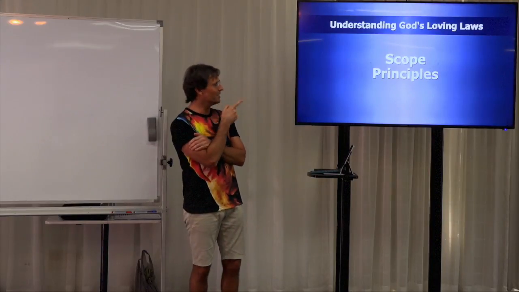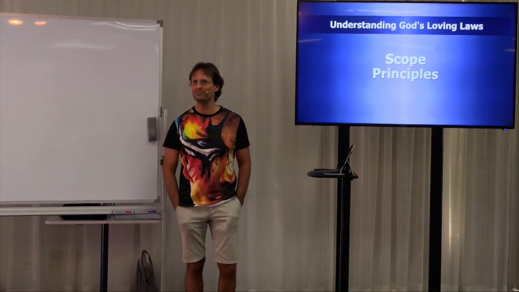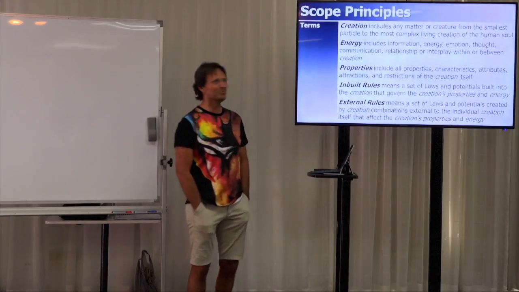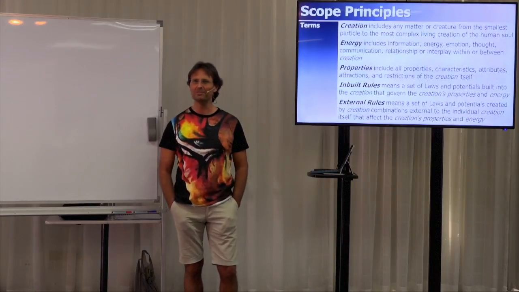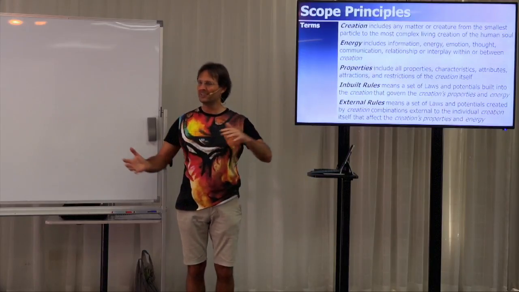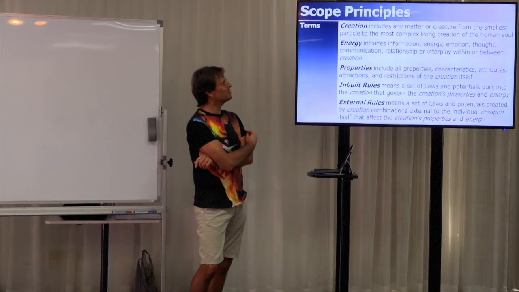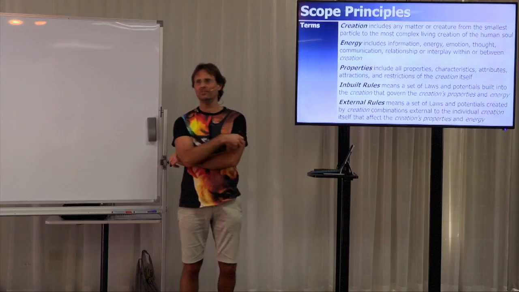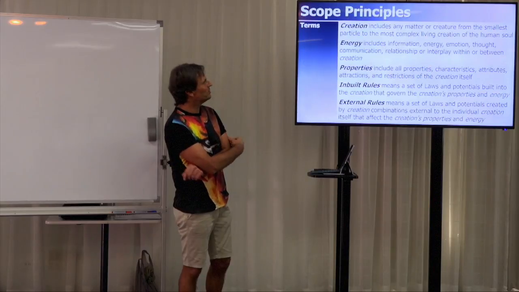So this discussion is about scope principles, and we'd first like to, as we did with all the other principles, give you a summary. But before the summary comes some terms, because the summary is so complex that we had to make a whole heap of terms that you could understand first so that we could make a short summary, because it involves a lot of terms. So let's have a look at some of the terms. These are definitions that we're going to be using later in the group too, so you can carry them forward. But let's look at the term creation.